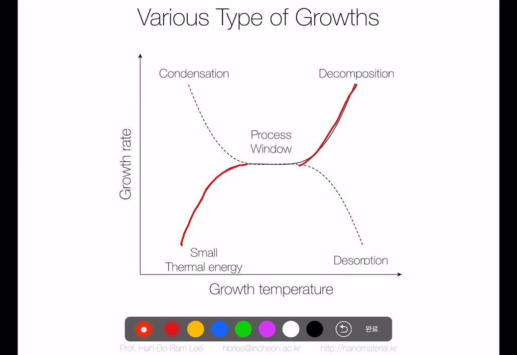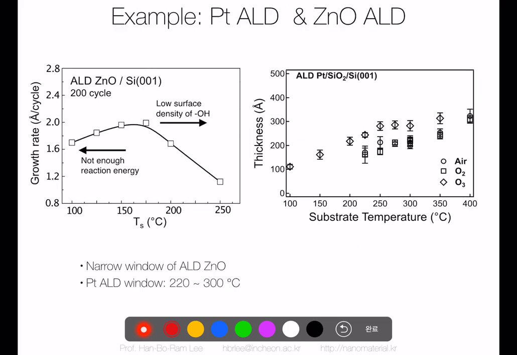Well, sometimes at low temperature, the condensation is taking place. Like low thermal energy, the precursor just physisorbs on the surface, and that is the condensation, with a very high growth rate. And at high temperature, the precursor, which is already adsorbed on the surface, desorbs again. That is the fly away. So because of that, the growth rate is pretty small. So we call this the process window.